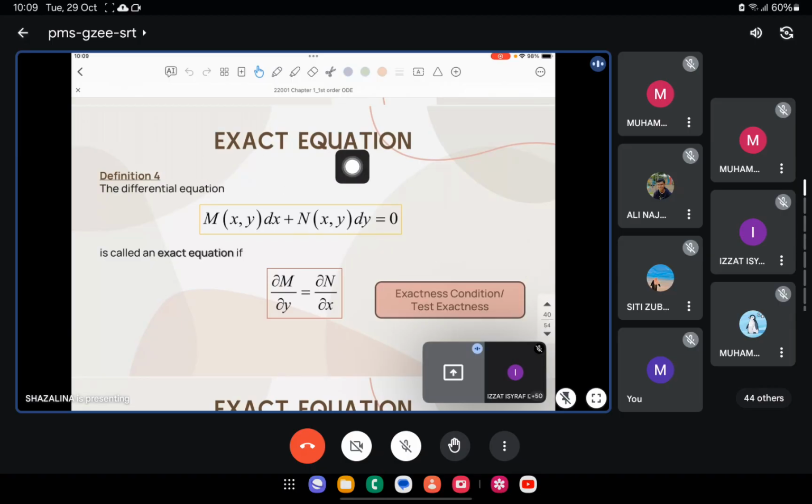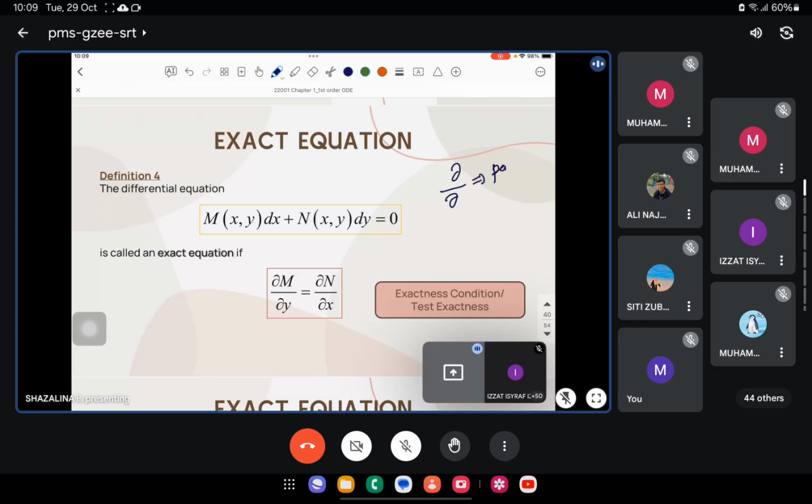Okay, on our first slide for the exact equation, this is the definition. The differential equation M(x,y) dx plus N(x,y) dy equals to 0 is called as exact equation. Dia kata differential equation ni dipanggil sebagai exact equation if ∂M/∂y equals to ∂N/∂x. ∂M or ∂N over y or x, this is what we call as a derivative, but partial derivative.